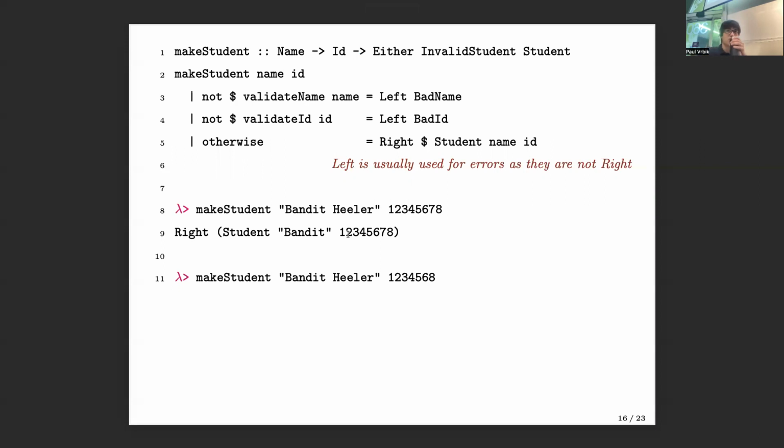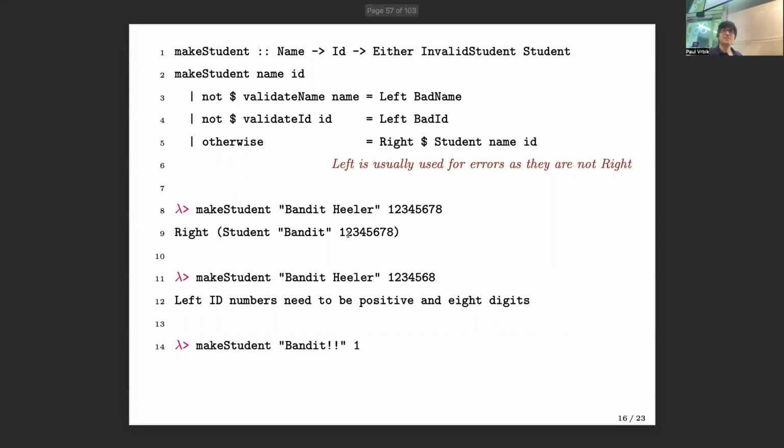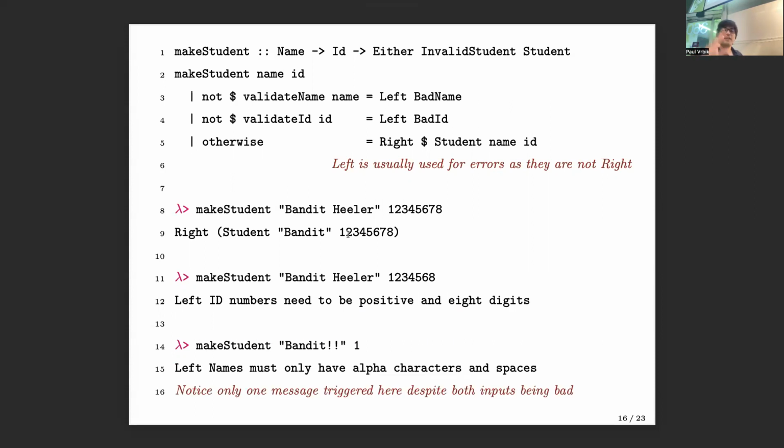And what should this trigger? Left, and then it shows the full message: ID numbers need to be positive in 8 digits. What about this one? Well, this is what I'm trying to get at. This violates both. So what's going to happen here? It will be the first thing, right? Because in guards, that's one of the instances where order has to matter. So in fact, when this got passed to make student, this triggered first.